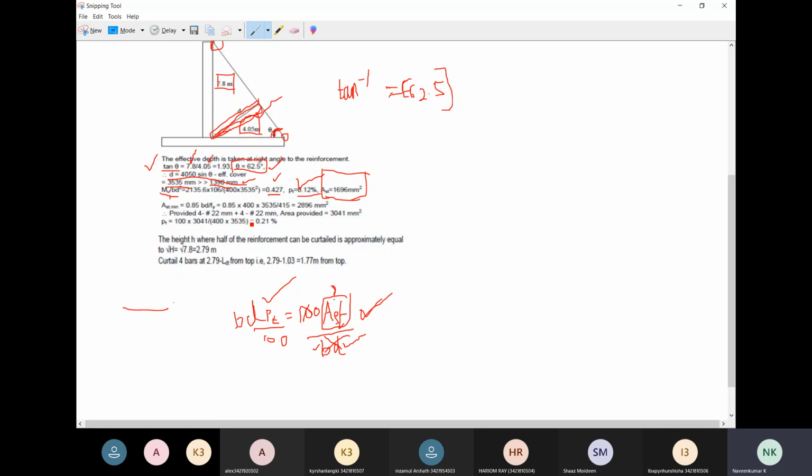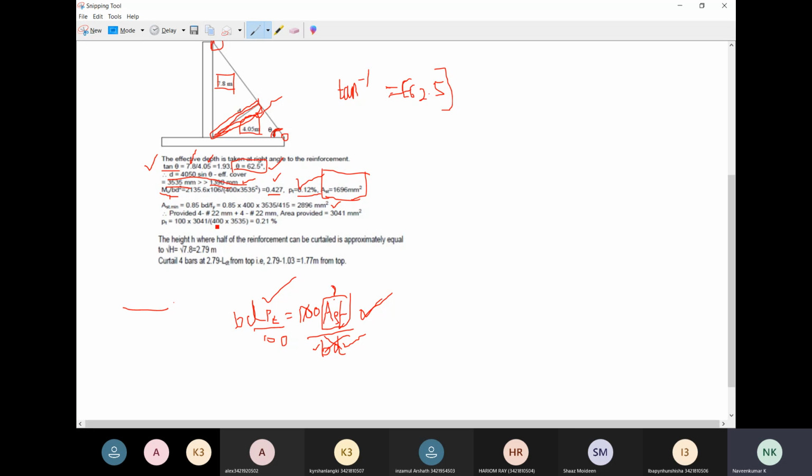Okay, so you provide the curtailment reinforcement, but the inner side also has to be reinforced. That's why we go for the minimum area of reinforcement, that is 0.85 BD divided by Fy. So you get the minimum area of steel. Based upon this, you provide 4 numbers of 22 mm diameter bars plus 4 numbers of 22 mm diameter bars, in both the directions.